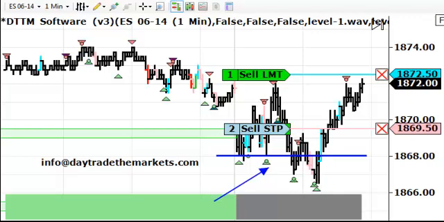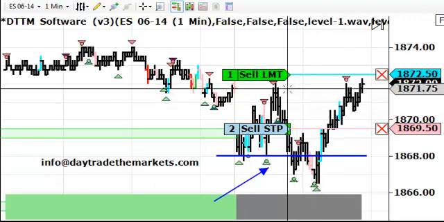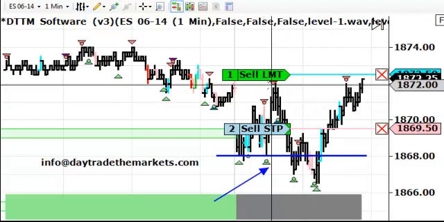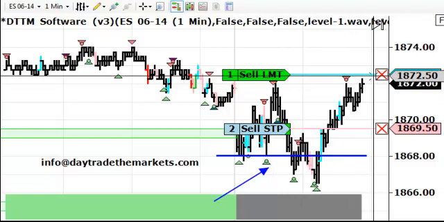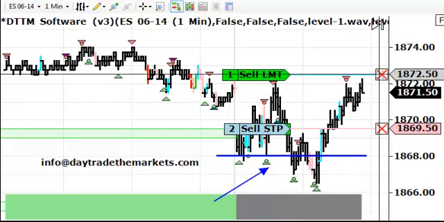Okay, I restarted the video here, and the recording of it, I should say. So you can see here that we have just taken out the earlier high. Our exit here on 1/4 of the position, or just a single contract, at 72.50.